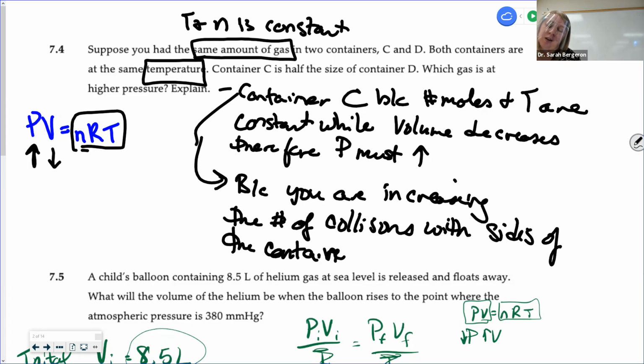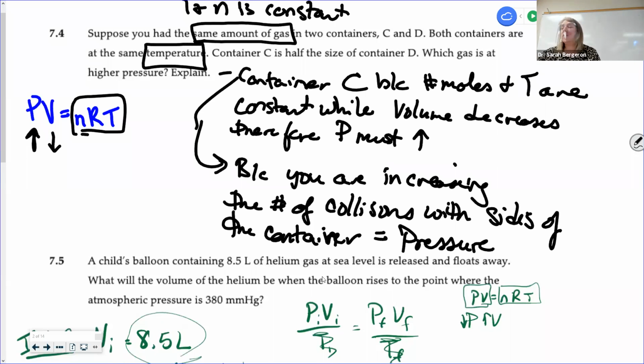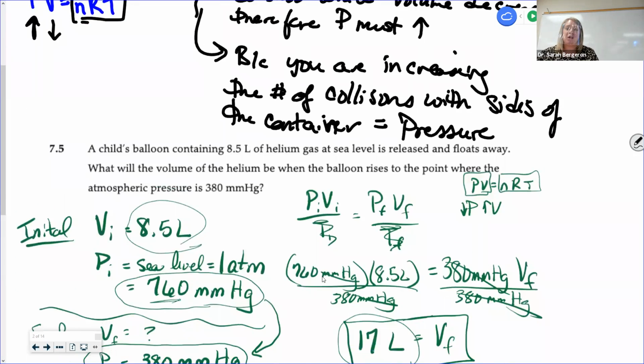NER, which is equal to pressure. So you could have answered that even other ways, or even other ways to answer that, but it gives you an idea. Okay.